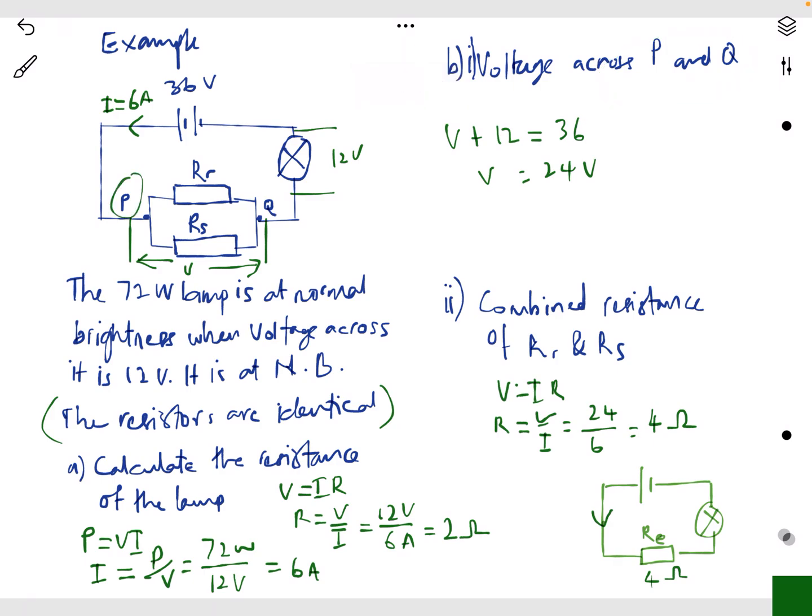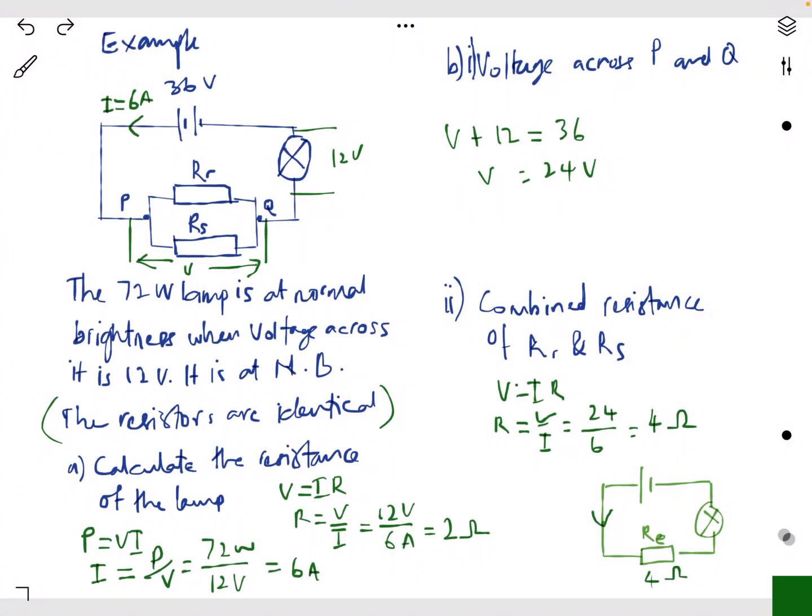The next question is, how do you find the voltage across PQ? Here is P and here is Q. So the voltage across P and Q is V. Okay, so V plus 12, this voltage plus this voltage equals the voltage supply. We have learned it before. And then we'll find that the value of the voltage across PQ, this voltage, is 24 volt.